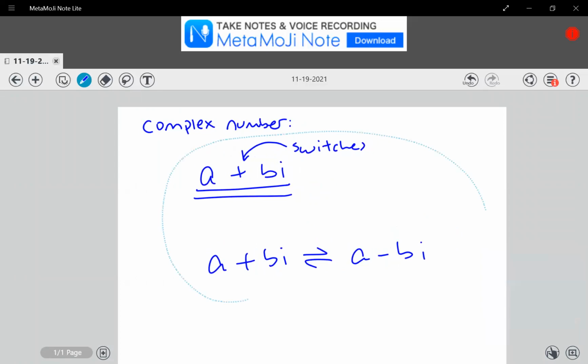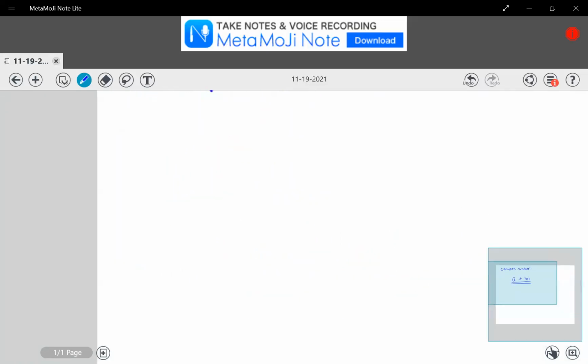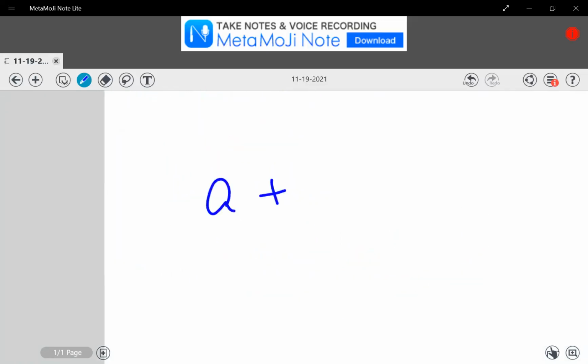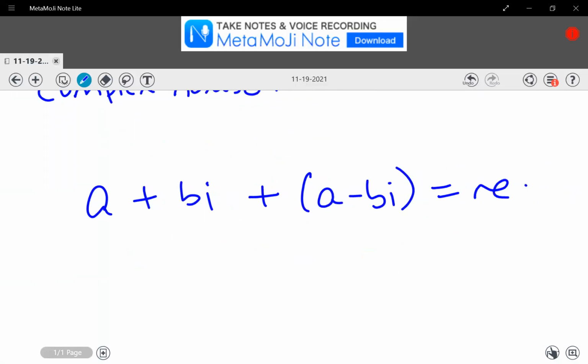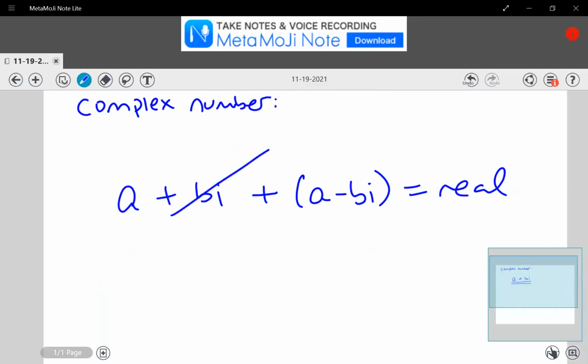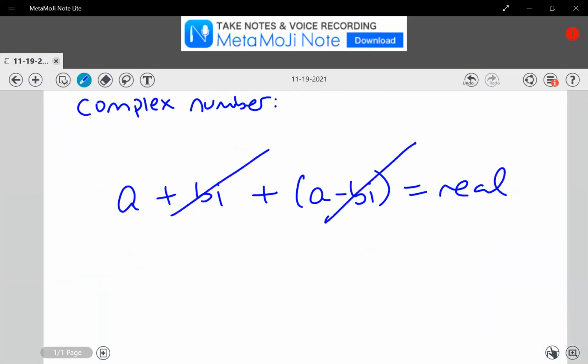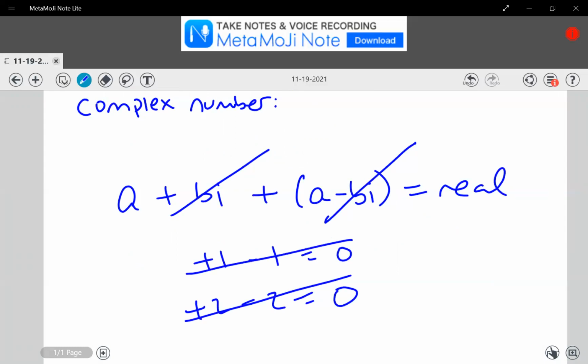When we add two conjugates together, when we add a plus bi plus a minus bi, we will get a real number. And that's because the two b's here will cancel out. Okay, they are the same thing. When you add the positive and the negative of the same thing, right? So plus 1 minus 1 equals 0, plus 2 minus 2 equals 0. Okay, they cancel out.